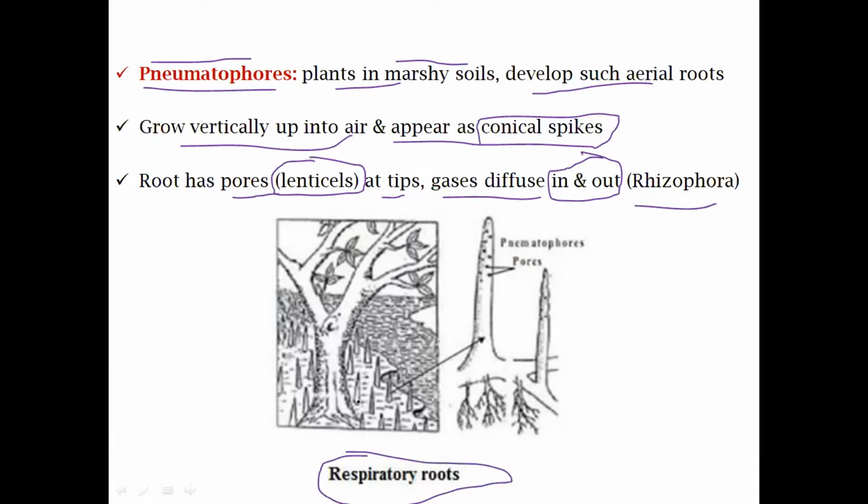So you can see these are aerial, above the ground. This is another picture of one root. So you can see it is just like a conical spike, and at the tip they contain these pores. These pores are known as lenticels, and these lenticels help in the diffusion of gases inside and outside of the plant. So these are known as respiratory roots.